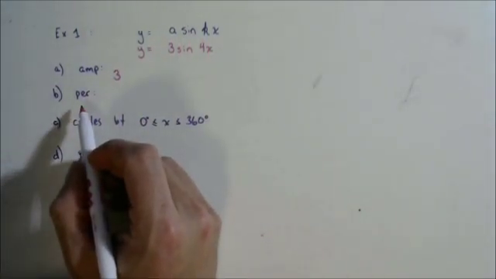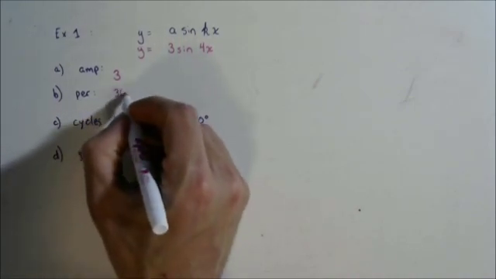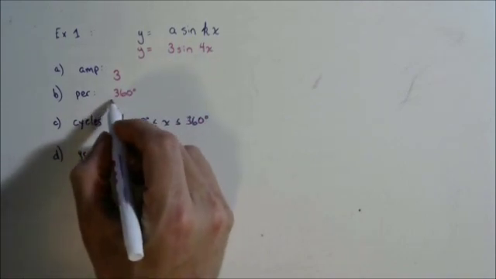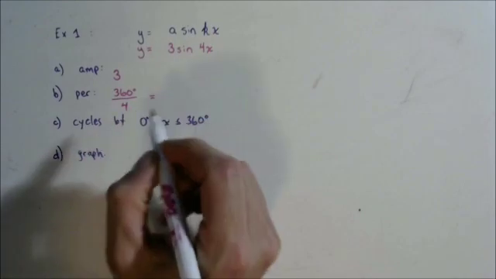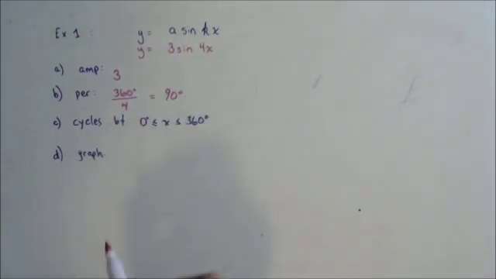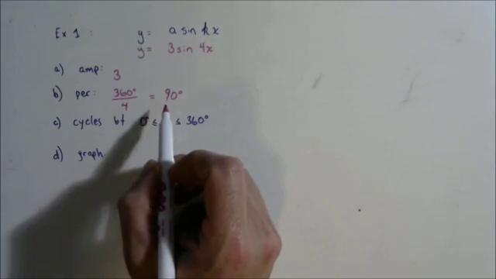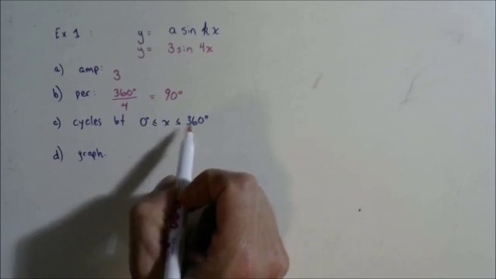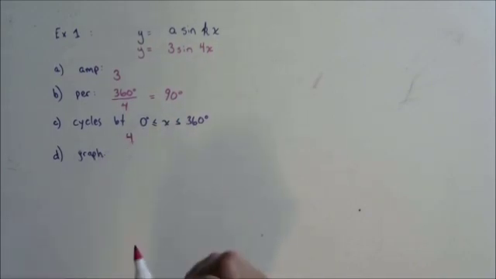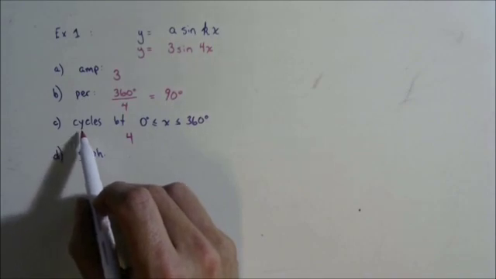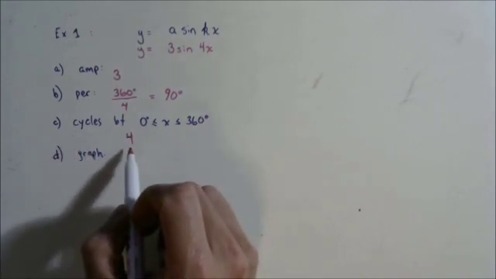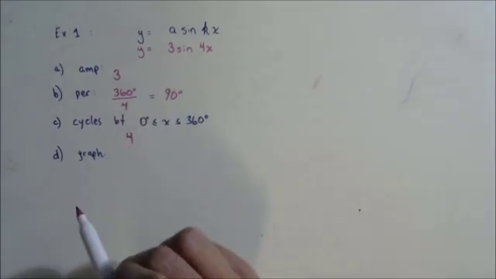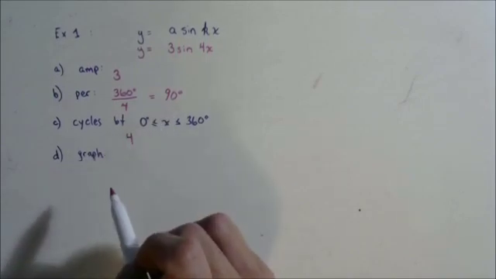Period. Now we have to remember that the relationship between period length and K is 360 degrees, which is the standard period length for a sinusoidal function, divided by K. So the period length here is 90 degrees. That means every 90 degrees, this pattern is going to repeat itself, which means that between 0 and 360, it's going to repeat itself 4 times. And you can see the number of cycles between 0 and 360 is the value of K, the absolute value of K. If K is 4, you're going to get 4 cycles. Each cycle is going to be 90 degrees.